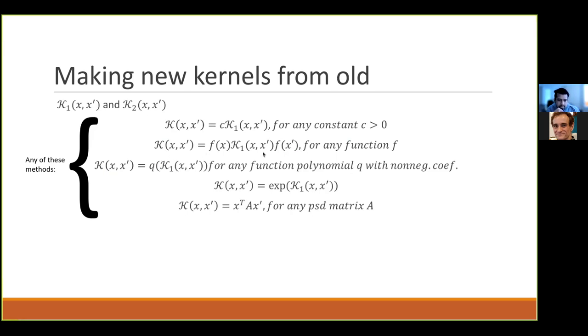And we can also multiply this kernel by a function, and this function can be any function. Since we are multiplying this function twice, from the right and from the left, we ensure that it would be positive definite. It's similar to squaring a variable. If we square a variable, then it's always positive. So the same property is used here.